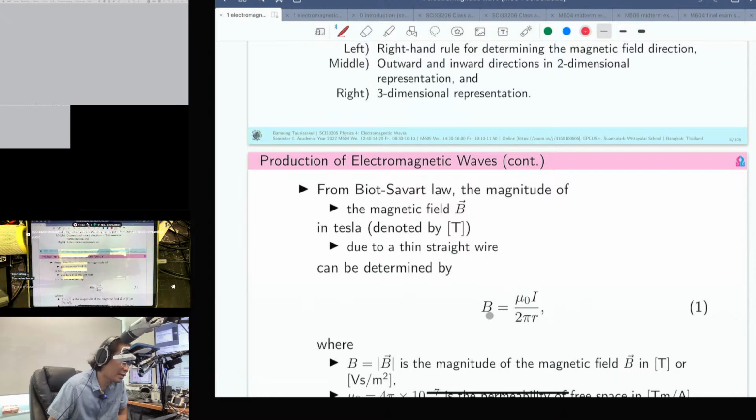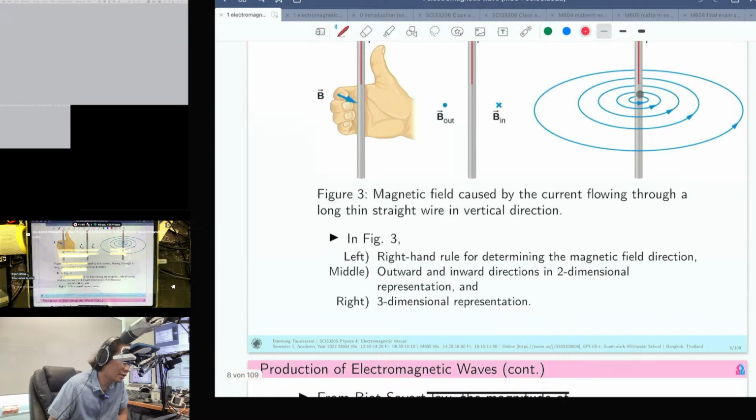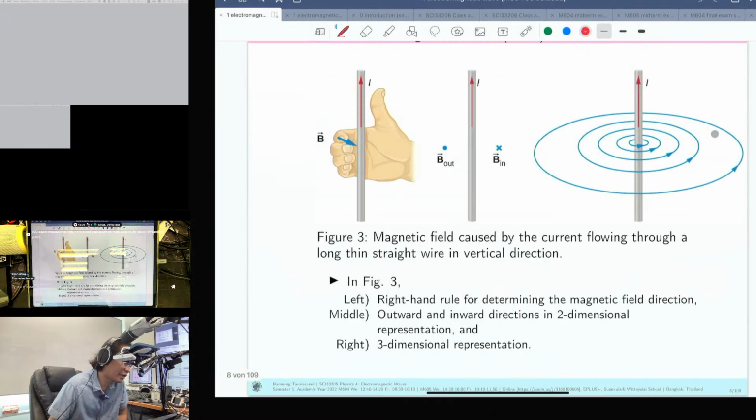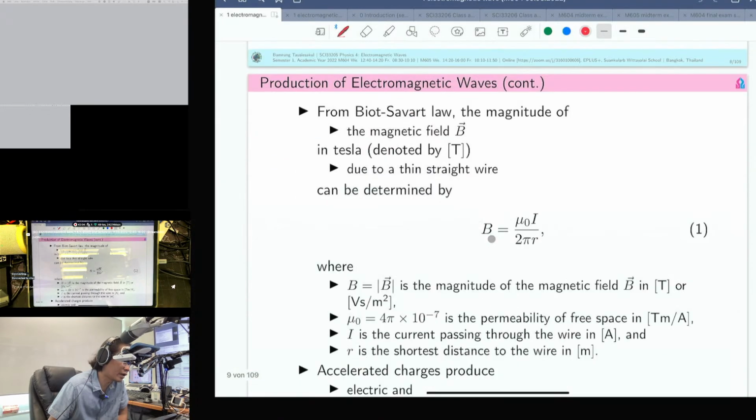You can see that the magnetic field magnitude is inversely proportional to the distance r. Distance r is the distance between the center of the long straight copper wire and the location where you are standing to observe how much of the magnetic field you could observe.